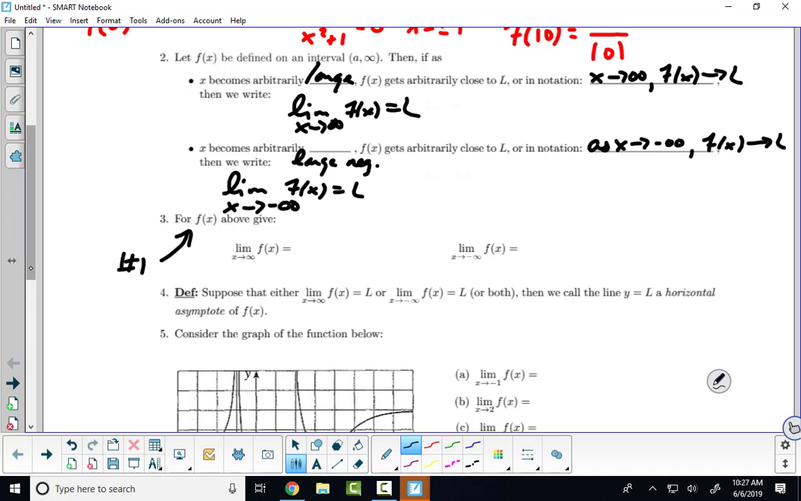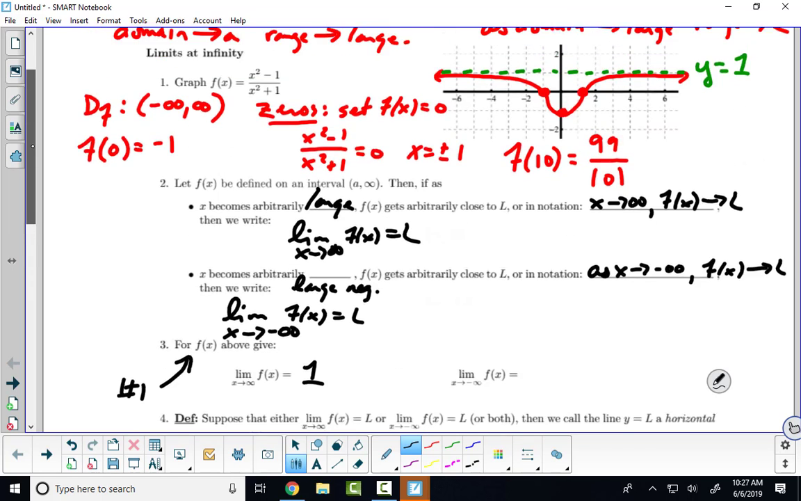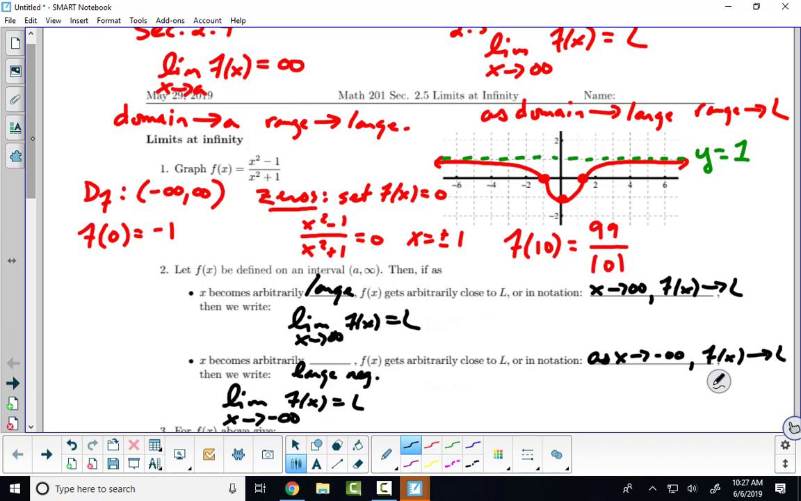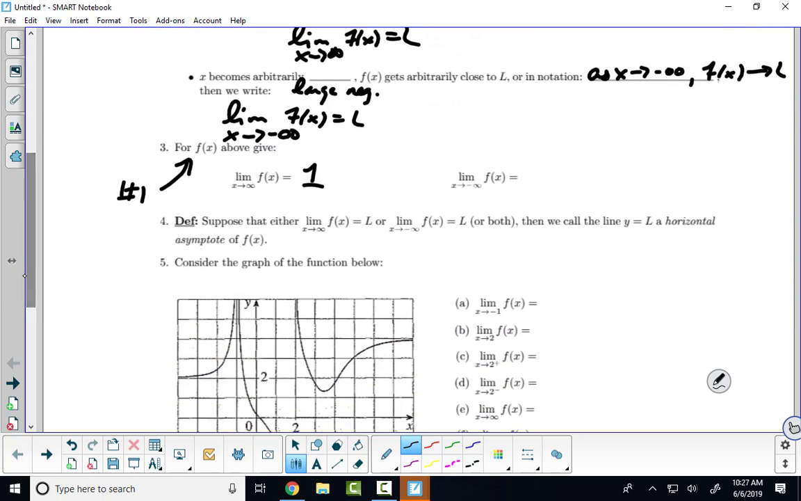Yeah. We'd say as x goes far to the right, as the domain values get large, what do the y values get close to? What do the range values get close to? And we see, as we go further and further to the right on this graph, the y values are getting closer and closer to 1. So how do we encapsulate that with limit notation?